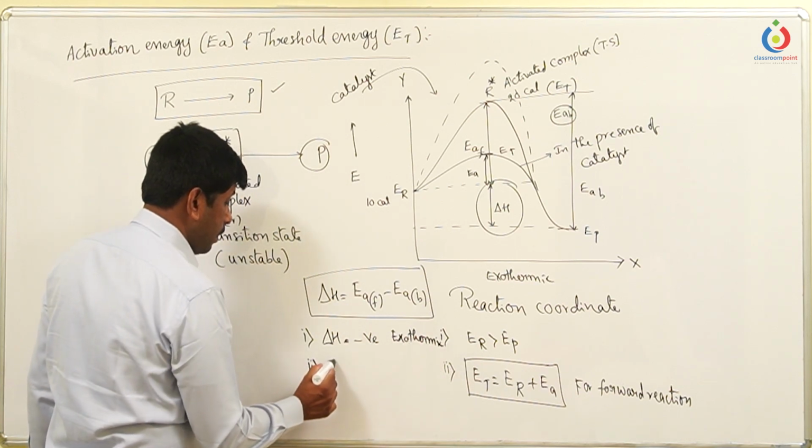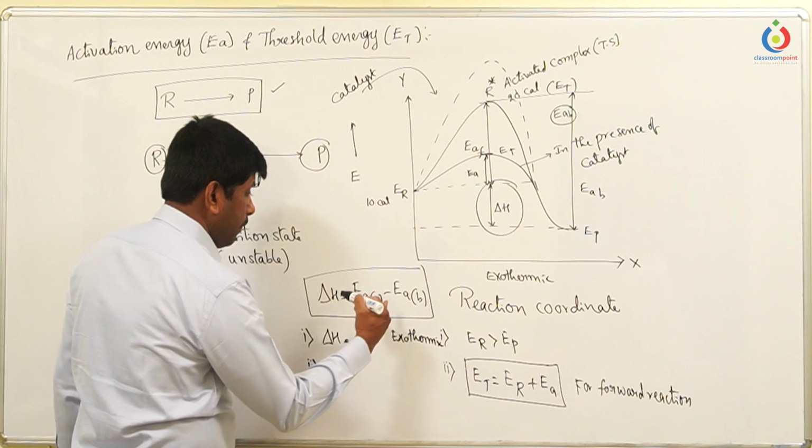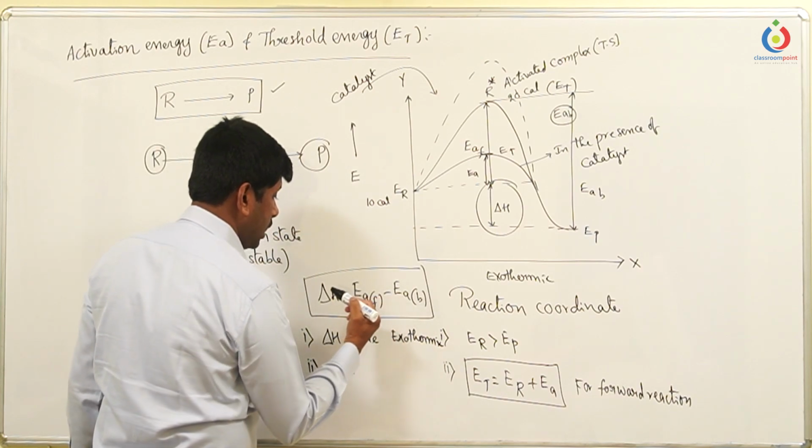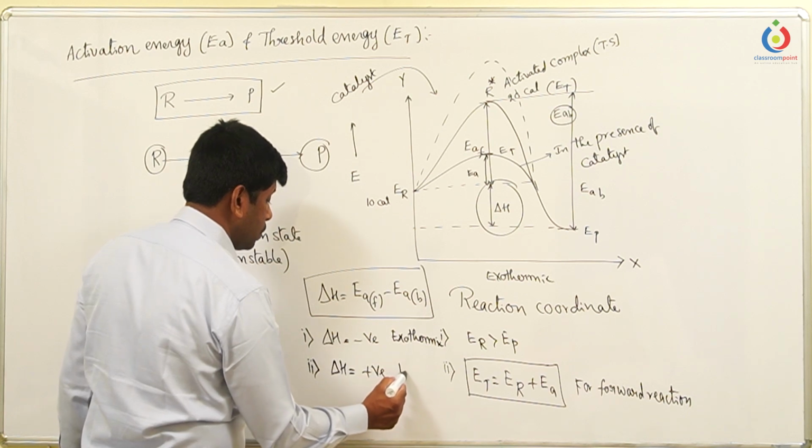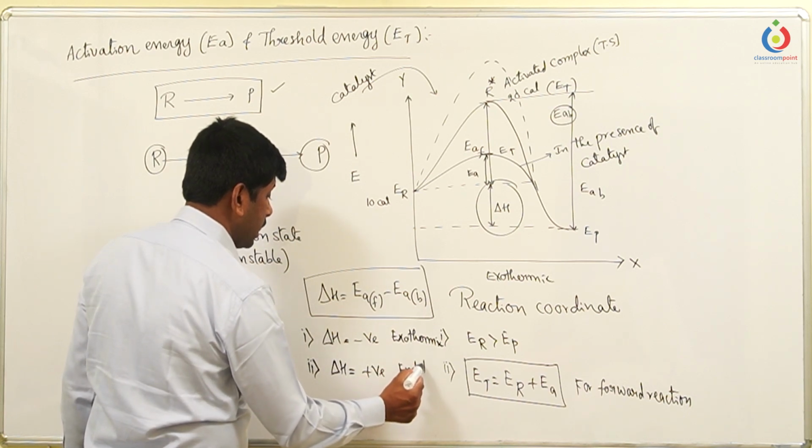Second one is delta H. If the backward reaction value is less and the forward reaction value is more, then delta H is positive, and that is called the endothermic reaction.